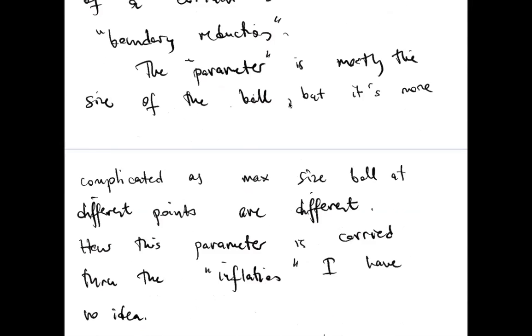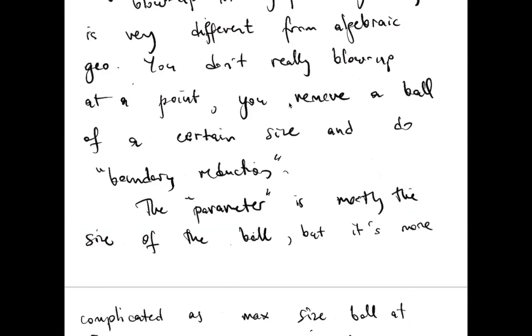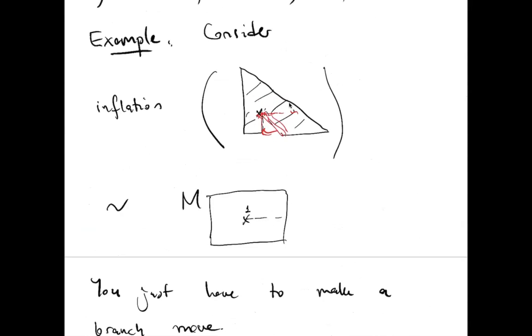Okay, and this. So doing this somehow, if you do this blow-up procedure, these parameters that I talked about, these alpha i's, are very hard to keep track of, because in symplectic geometry, doing blow-ups at different points is not necessary. So the blow-up doesn't really happen at a point in symplectic geometry. There's not really a point that you choose. You remove some ball and you do boundary reduction in a neighborhood of that.